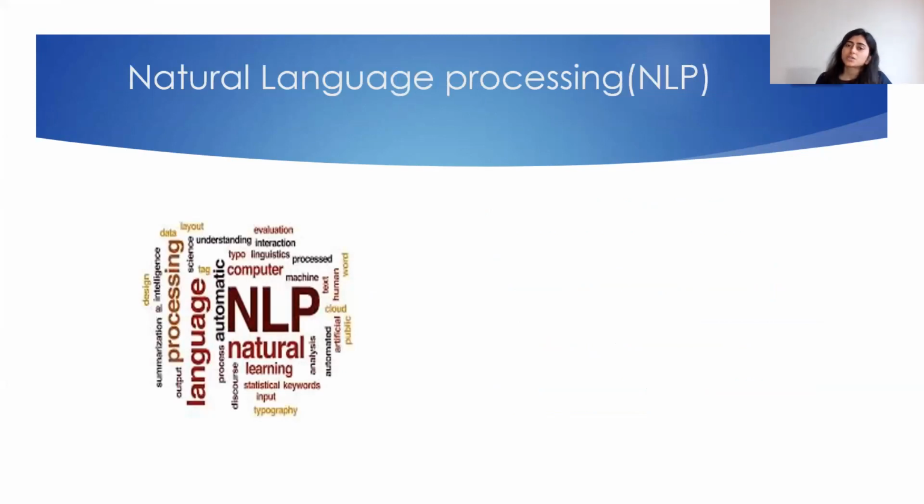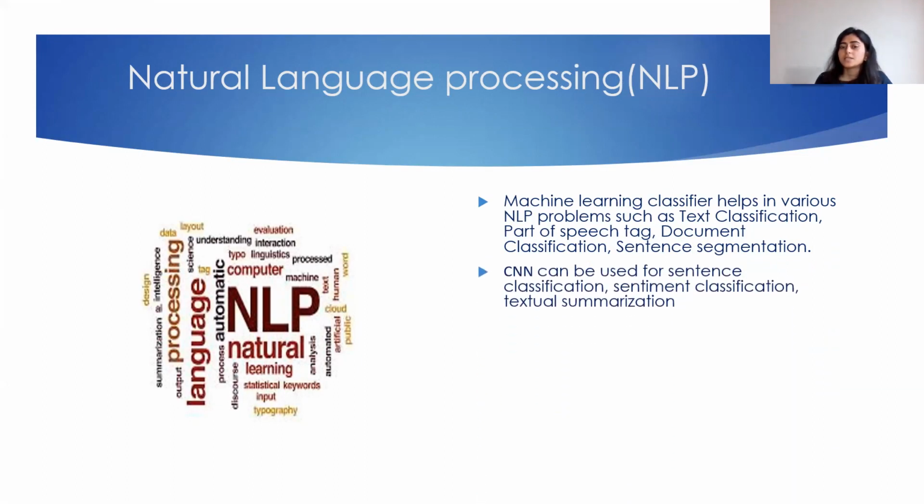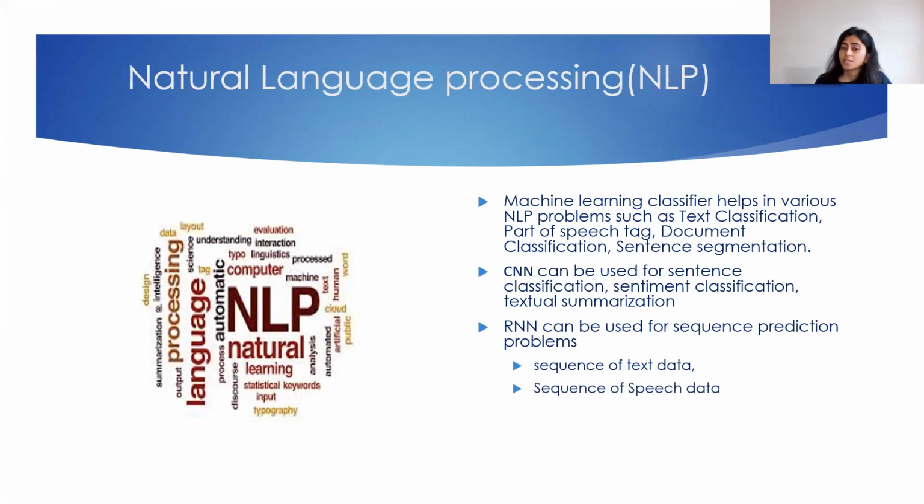Then in natural language processing, machine learning classifiers can also work with problems like text classification, part of speech tagging, document classification, and sentence segmentation. CNN can also be used for sentence classification, sentiment classification, and textual summarization. RNN can be used for sequence prediction problems, sequences of data, sequences of speech data. Where you have a kind of sequence, at that time the RNN will work.